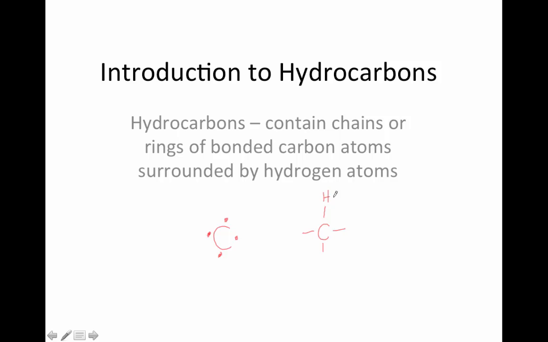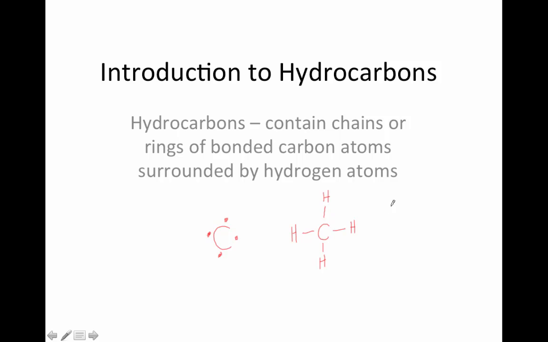This is an example of the simplest hydrocarbon. It is called methane, and its formula is CH4. So this carbon has 2, 4, 6, 8 electrons around it.